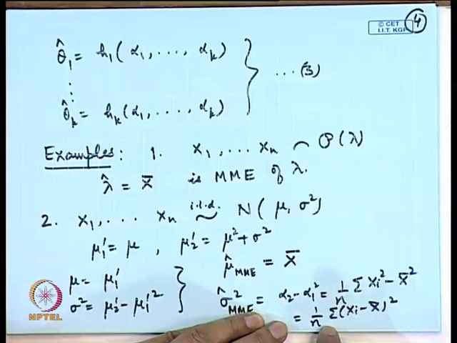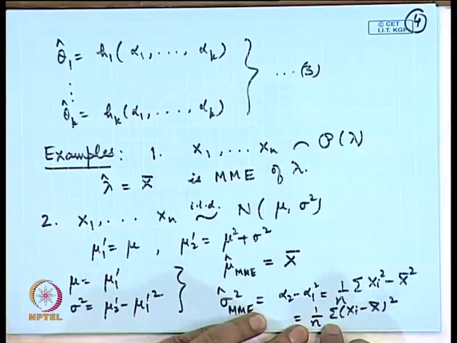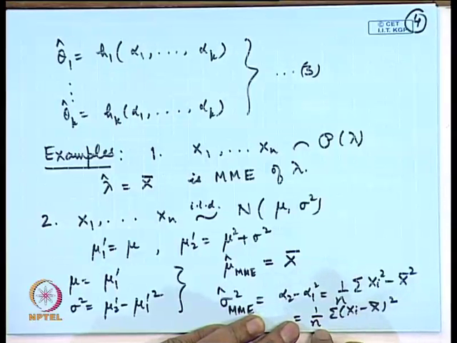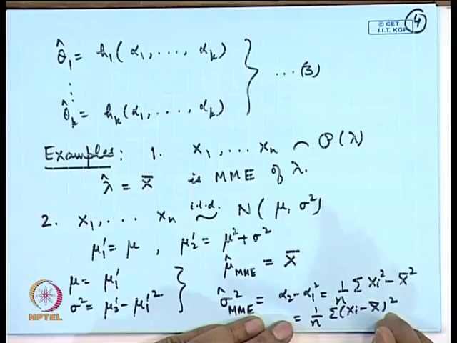Notice here, in the previous classes when I was discussing unbiased estimation, I derived the unbiased estimator of sigma square as S square, that was 1 by n minus 1 sigma Xi minus X bar square. So, there is a clear cut case of comparison between the method of moments estimator and an unbiased estimator in this particular problem.